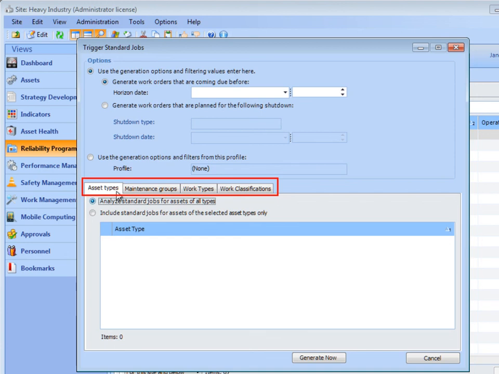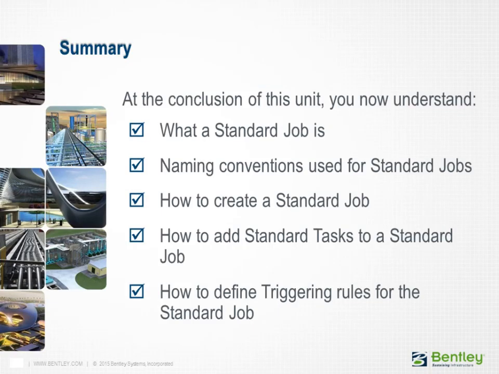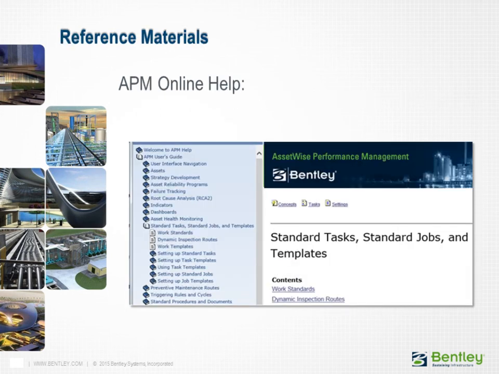With these parameters, you can also specify the asset type, maintenance group, work type, or work classification of jobs that are to be triggered. In summary, we have learned what a standard job is, how to define and create a standard job, how to add standard tasks and indicators to a standard job, and how to define triggering rules for the standard job. For more information on this topic and related topics, please refer to the on-demand videos in the Learn server or refer to the APM online help.